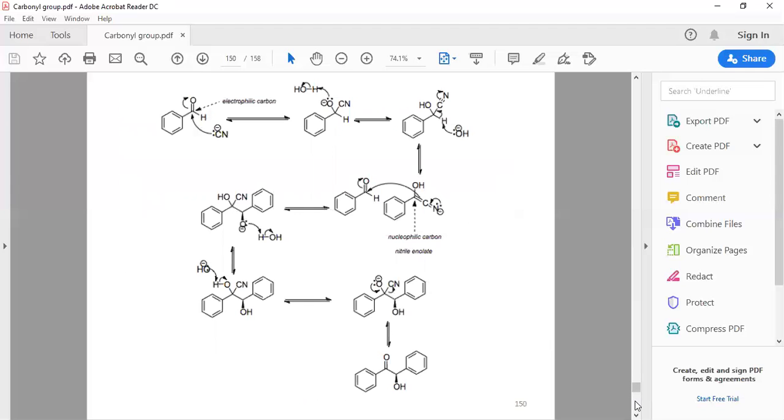Let's see the reaction mechanism. In the first step, the nucleophile potassium cyanide, the CN minus, attacks the carbonyl carbon which is electron deficient, and it leads to the formation of the intermediate called nitrile enolate, and this acts as nucleophile, and this nucleophile attacks the second molecule of benzaldehyde, the electron deficient carbonyl carbon, and this is the intermediate which is formed, and that leads to the formation of alpha hydroxy carbonyl product, that is benzoin.